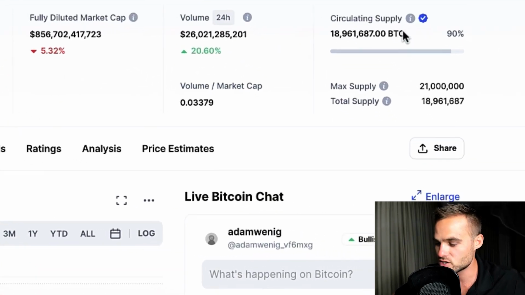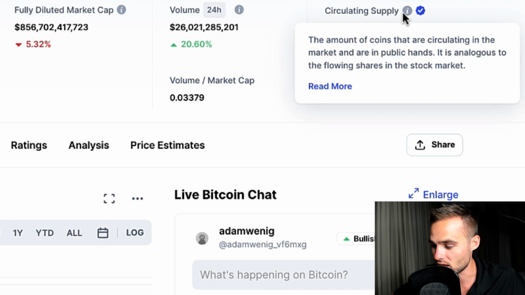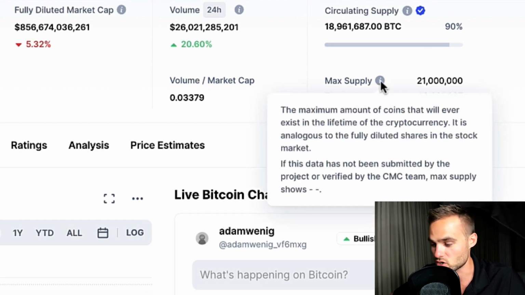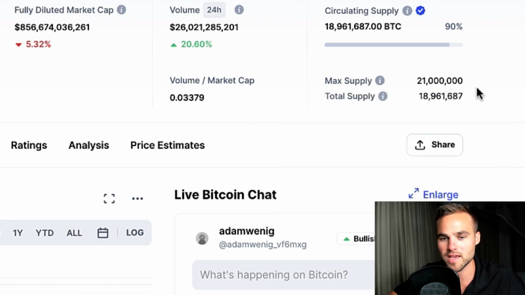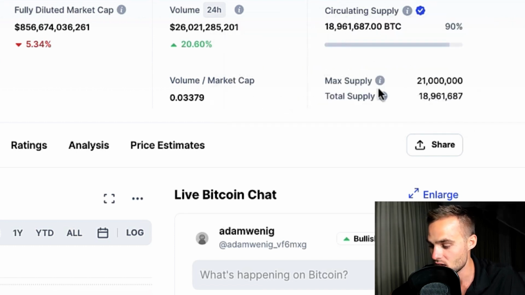The first thing is you'll notice that there are 2 different types of supplies. There's the circulating supply, which is the amount of coins or tokens that are currently in circulation and in the community. The other metric is called the max supply, and the max supply is the maximum amount of tokens or coins that will ever be in existence.